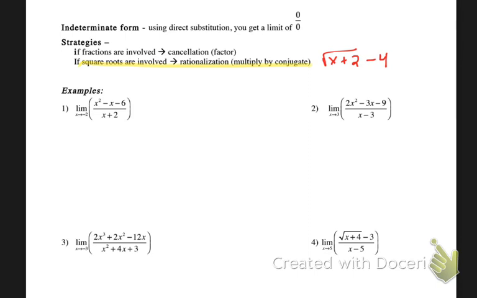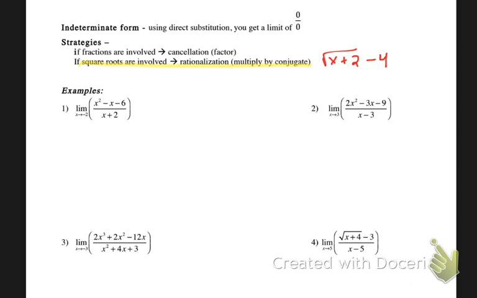We're going to look at indeterminate form when square roots are involved. And when this happens and you get 0 over 0, you're going to want to rationalize. So we're going to multiply by the conjugate. And just a quick review on what the conjugate is. It's just changing the plus or minus sign between the two terms.